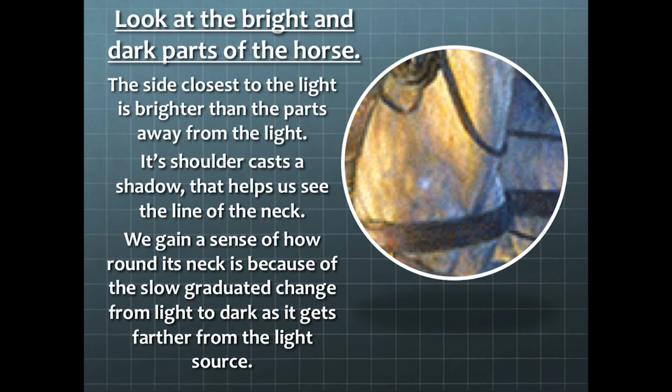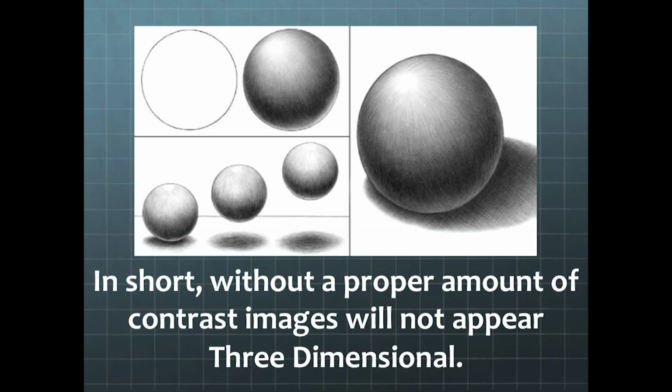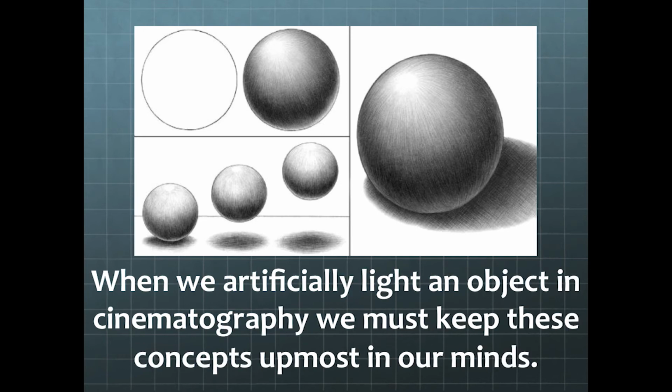Just going a little bit tighter because it's kind of harder to see here. All right, hopefully this will make it a little bit easier to see. All right, so reading the text. In short, without a proper amount of contrast, images will not appear to have 3 dimensions. Even when we artificially light an object, it is in the cinematography that we must keep these concepts utmost in our mind.